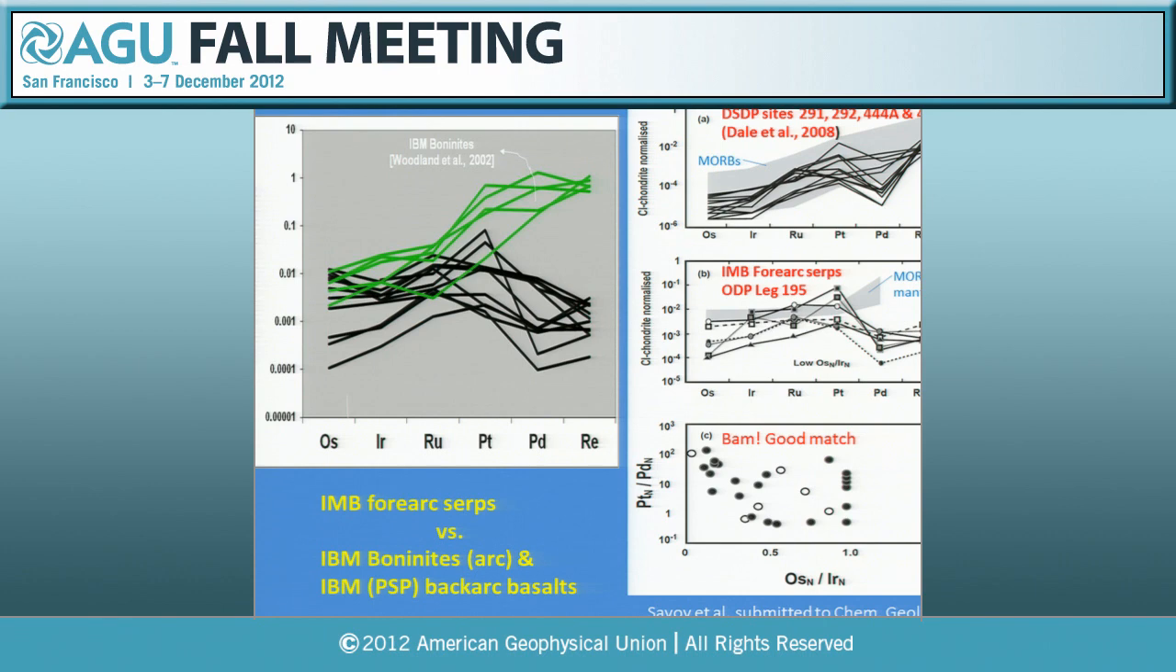Here are the IBM fore-arc serpentinites, and as you can see, they have also the same unique signature, depletions in palladium relative to platinum. And if we actually do a plot of chondrite normalized platinum palladium with osmium iridium, we can see that we have a fairly good match. So what I'm suggesting with the boron isotope data is that there clearly is involvement of fore-arc modified serpentinites into the arc sources, the sources of arc volcanoes, especially the Marianas. But this also suggests that there may be involvement of fore-arc serpentinites all the way to the back arc site of the volcanoes.